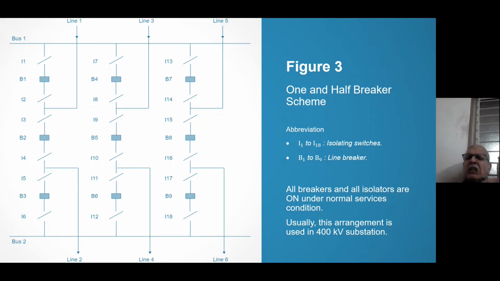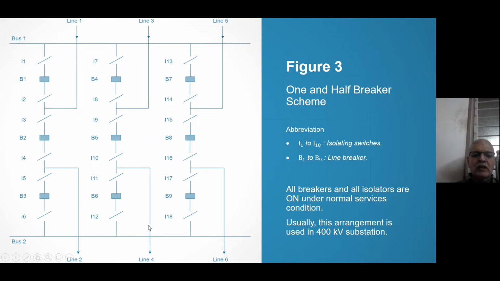And you can see there are multiple paths of feeding power. Say for example, line 1 to line 2. How can I feed power? Line 1, I3, B2, I4, and line 2. This is one possibility. Another possibility is line 1, I2, B1, I1, then I7, B4, I8, then I9, B5, I10, I11, and going up to I10, and then you feed power from I10.